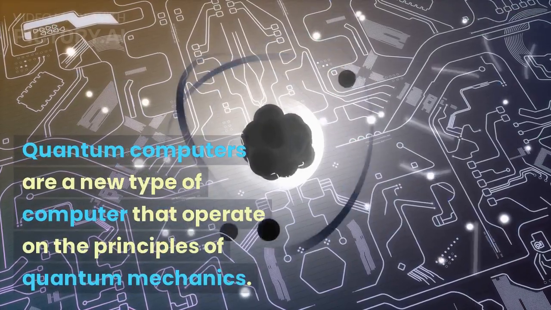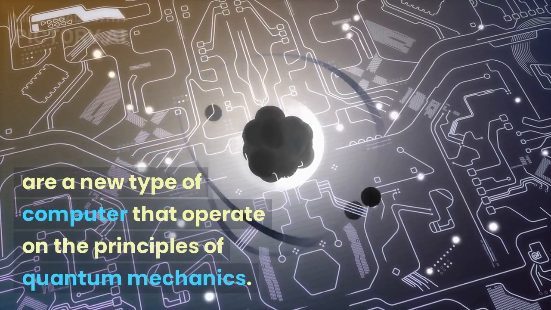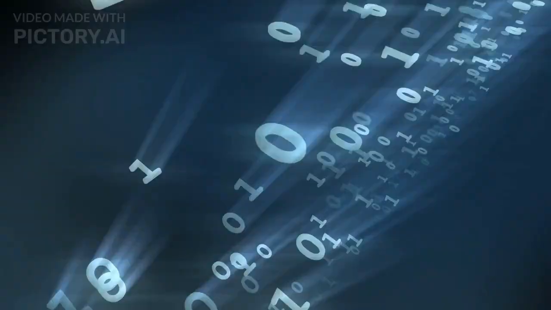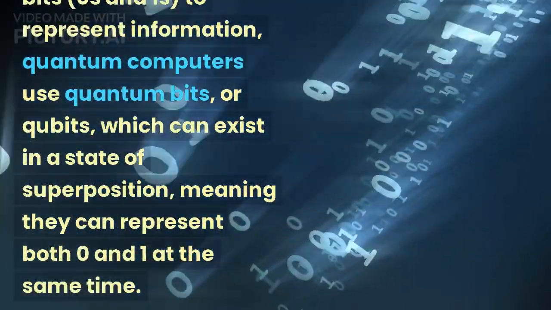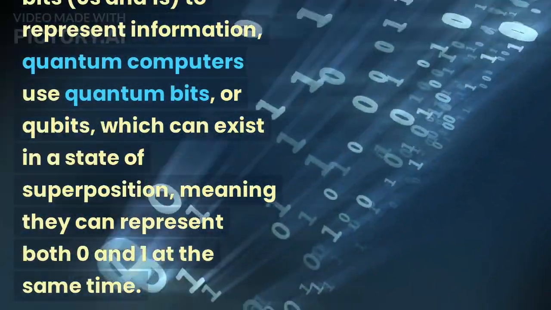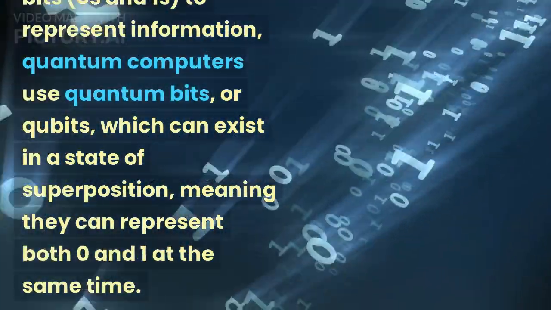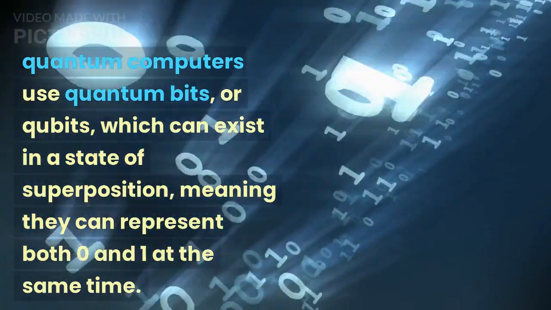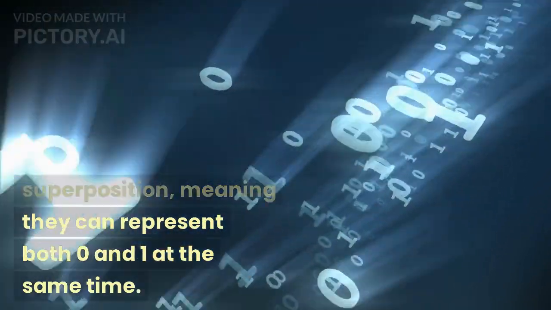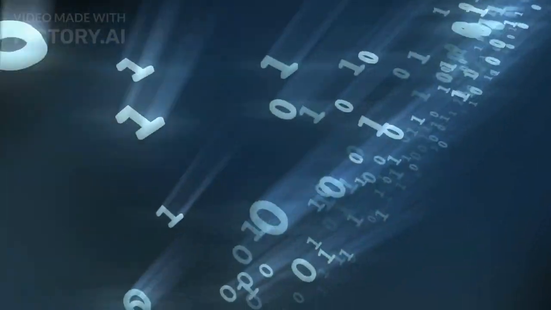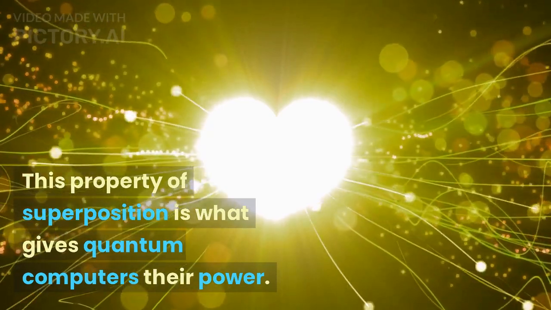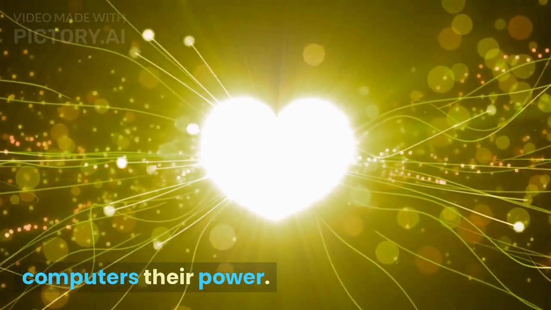Quantum computers are a new type of computer that operate on the principles of quantum mechanics. Unlike classical computers, which use bits, zeros and ones, to represent information, quantum computers use quantum bits, or qubits, which can exist in a state of superposition, meaning they can represent both 0 and 1 at the same time.